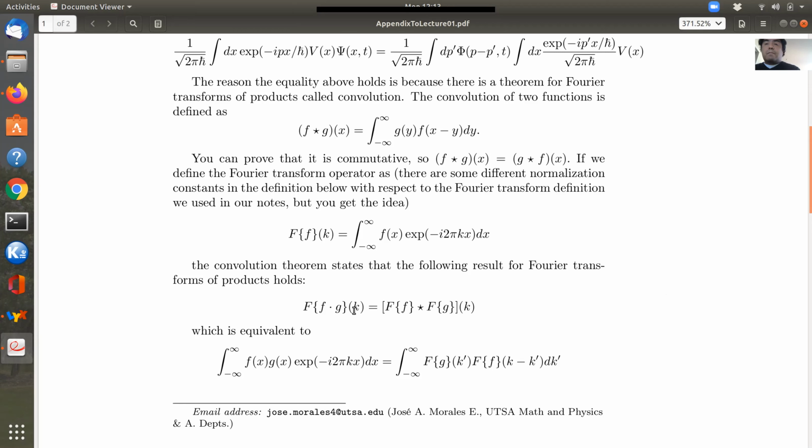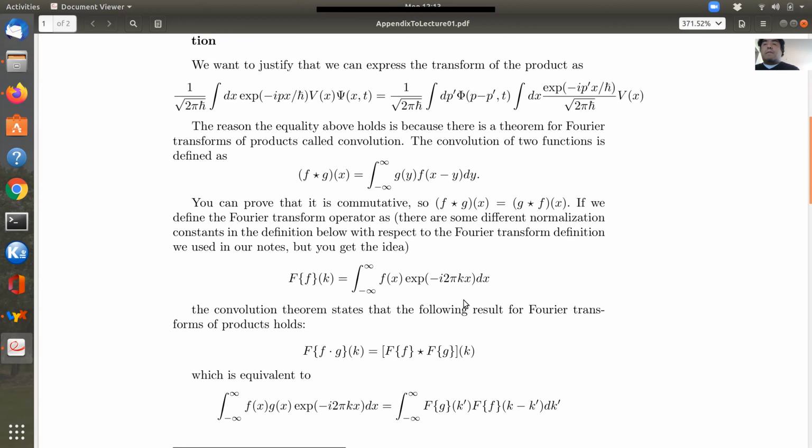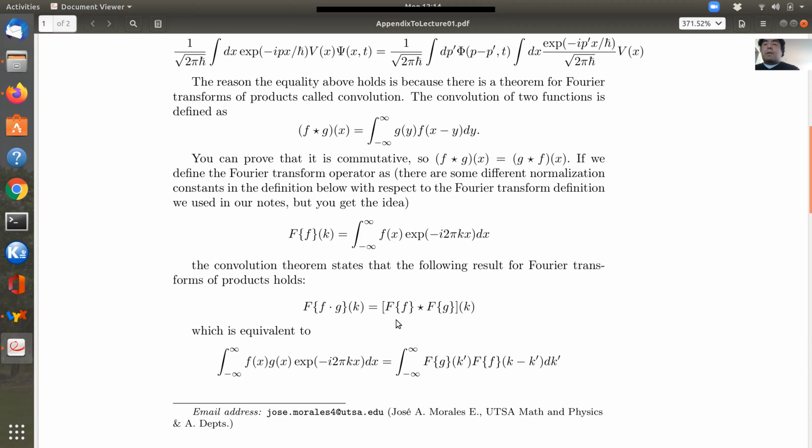But by definition, the Fourier transform of this product is precisely right. So you have the Fourier transform operator in this definition that we had before of f times g. Here you would have the convolution on the other side. So the convolution of the Fourier transform of g with the integration variable k prime, and then in convolution with the Fourier transform of f, which has the argument k minus k prime, integrating over k prime.